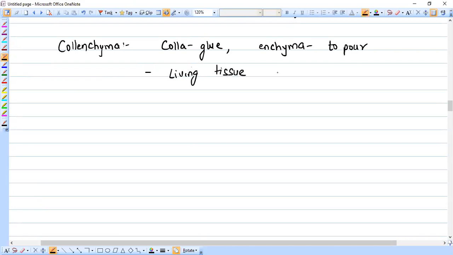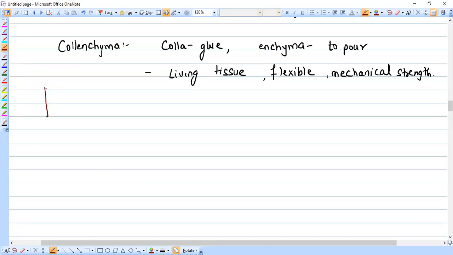Collenchyma is a living tissue, but its most important function is what you know. It is flexible and it is responsible for providing mechanical strength. If there is a strong wind blowing, the leaf will move with the tree. The leaf will flutter, but it will never fall down. It is because it is attached by the help of collenchyma.